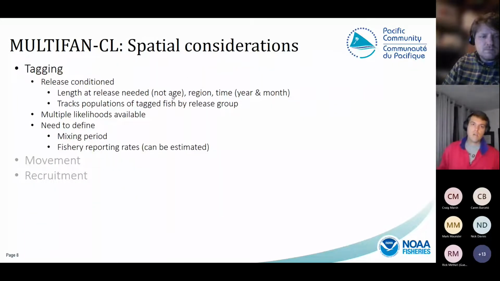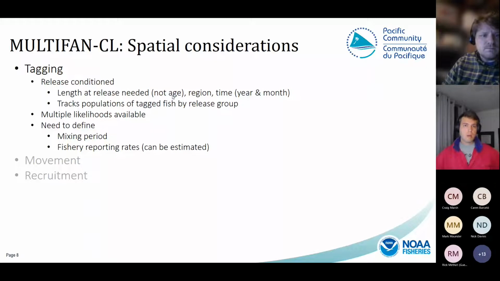So thinking on how multifan specifically tackles the spatial problem, kind of split this up into 3 different components. There's the tagging component, where the tagging data is release conditioned. So there's a few things that you need for that. You need the length at release, which is a little bit different from some of the other platforms. We don't use the age with our tagging data. You need the region and the time of year, so the year and the month when those tags were released.